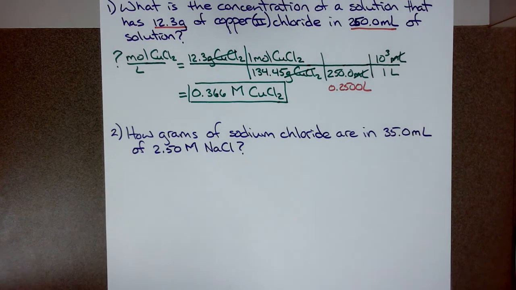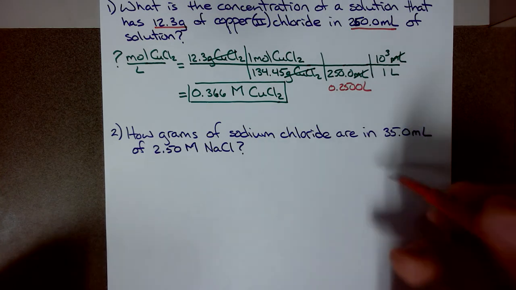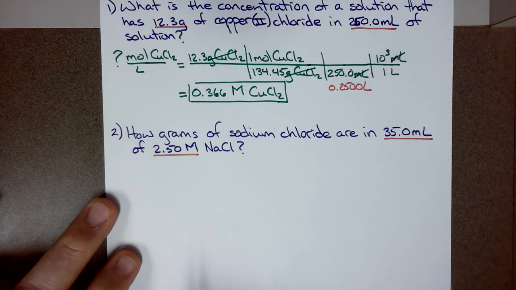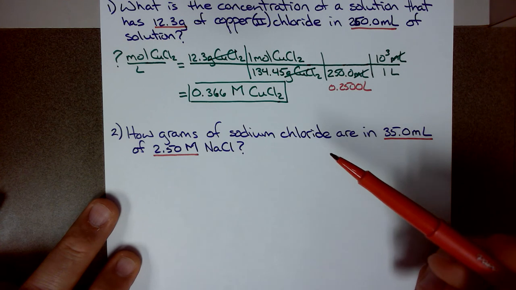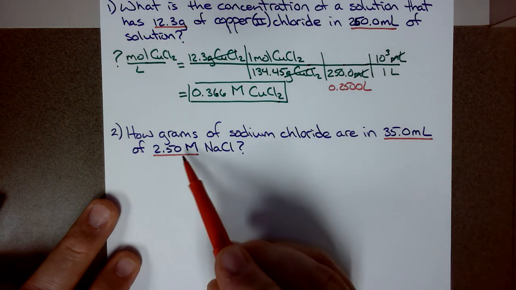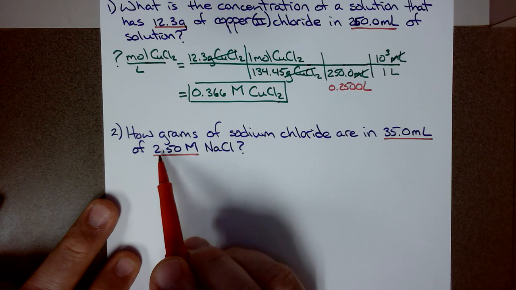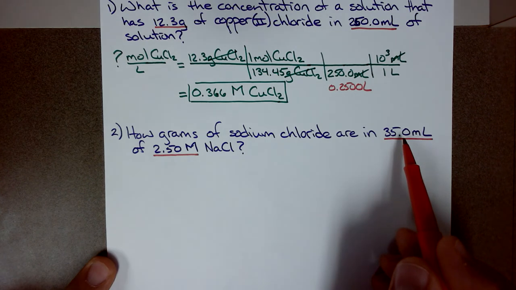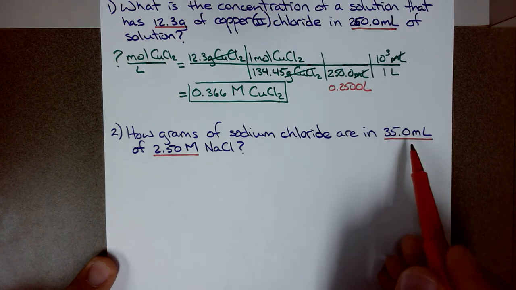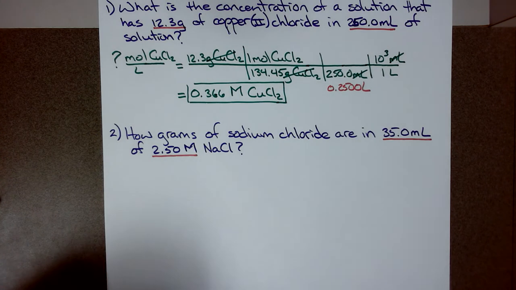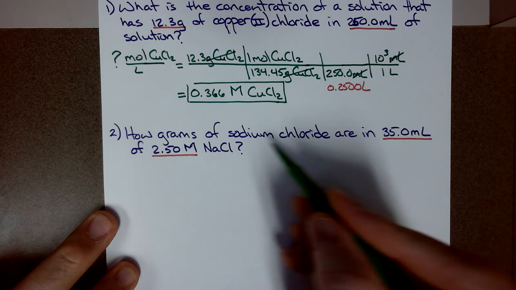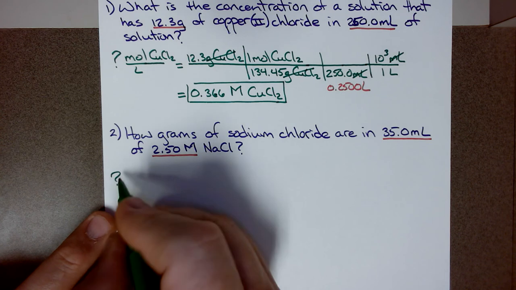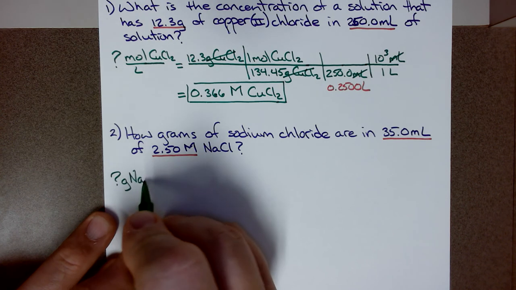So I'm going to go ahead. Now I notice here that my information, I've got 35 milliliters, and I have a concentration of 2.5 molar. What I really need to think about here is, what if I had a bottle of sodium chloride that is 2.5 molar concentration, and if I pull out a 35 ml sample, how many grams of sodium chloride would be in that 35 ml sample when this is the concentration? So let's do the problem again. In this case, I'm looking for grams of sodium chloride.